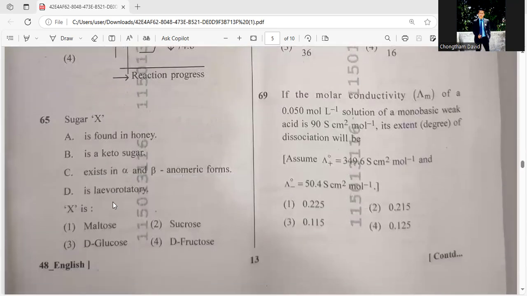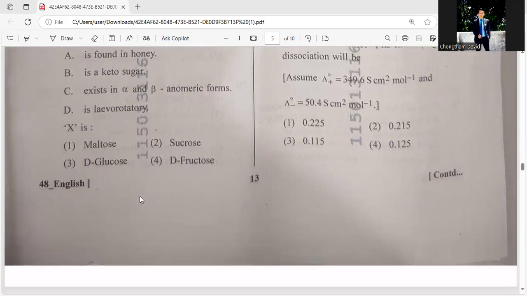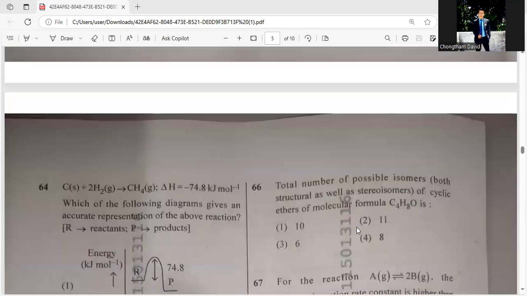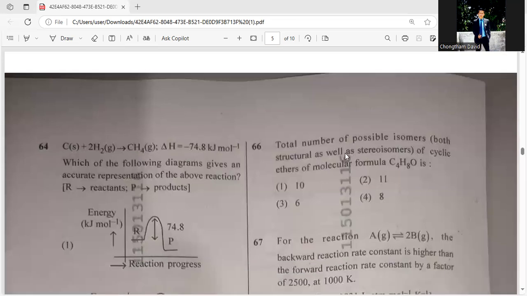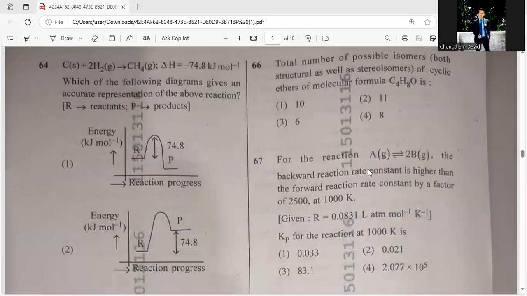Sugar X. So this will be D-fructose. Fructose is laevorotatory. So option 4. Question number 66. Total number of possible isomers of cyclic ethers of molecular formula C4H8O. So it includes a ring structure, 3 and 4 member, positional and stereoisomers. So it will be 11.